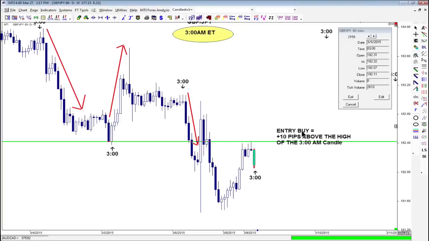Now, this entry buy position here is not an actual entry into the market. If the market crosses above this line, then we are actually in a market buy position. I'm going to explain that as we're going along here. Now let me go ahead and explain.